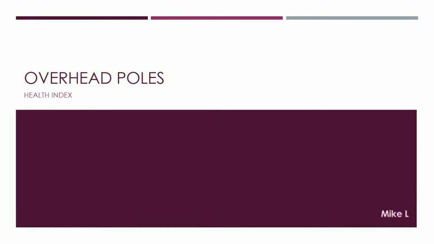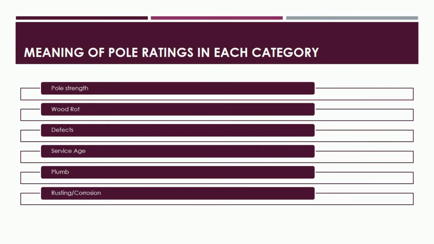After looking at the conditional assessments, let us now look at health index and how it will be calculated for overhead poles. There are 6 categories from which the health index is composed, and the categories are pole strength, wood rot, defects, service age, out of plumb, rusting, and corrosion.